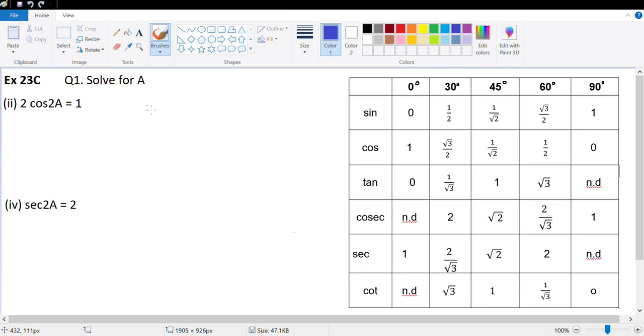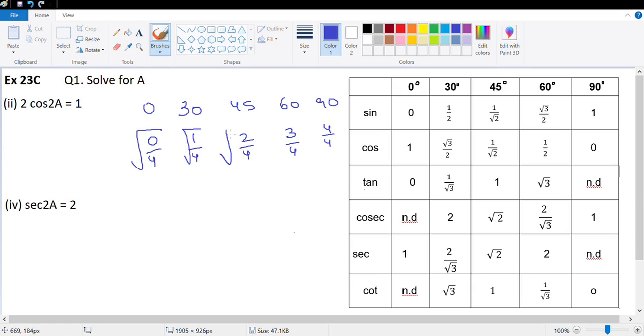You write these 5 standard angles: 0, 30, 45, 60, 90. Then you write 0, 1, 2, 3, 4 divided by 4 and then take the square root of this. So the first value that you get after taking the square root would be sine. So the first one is 0, this is half, this is 1 by root 2, this is root 3 by 2, and the last one is 1.